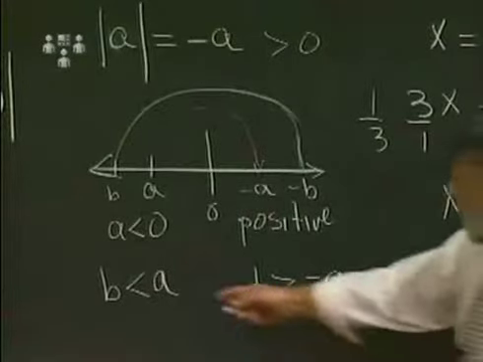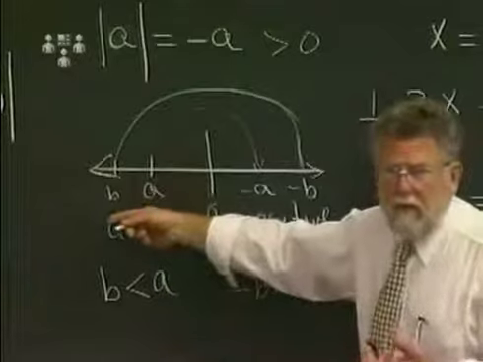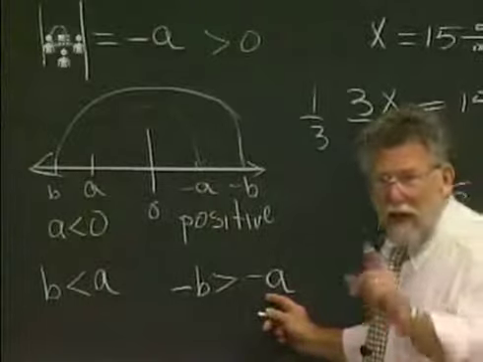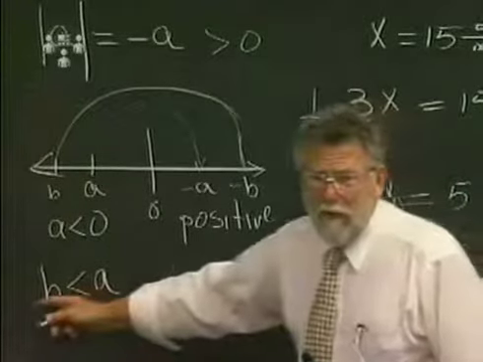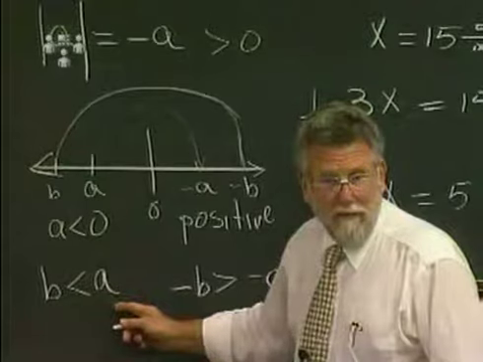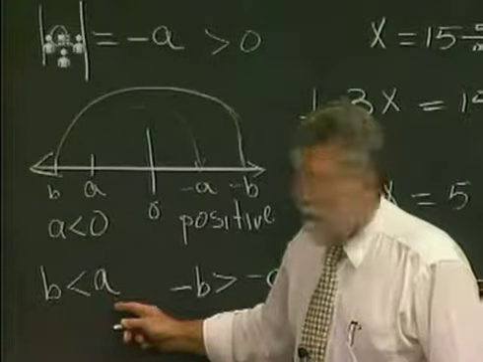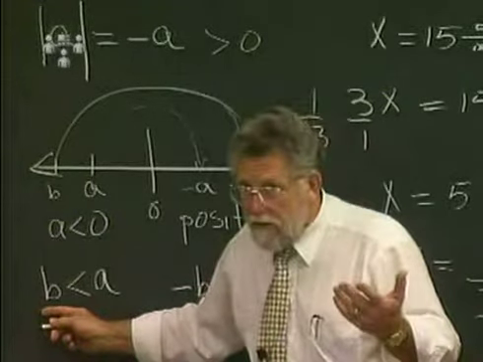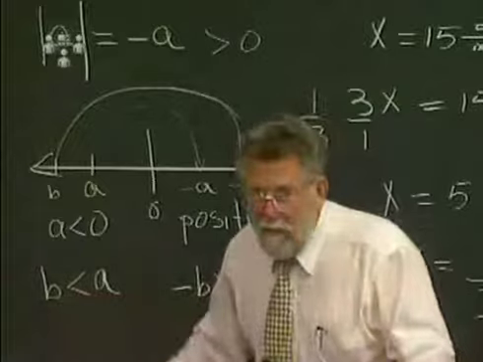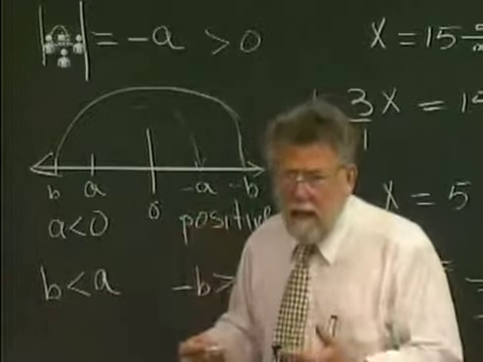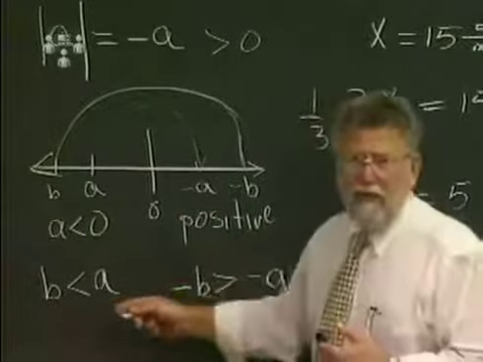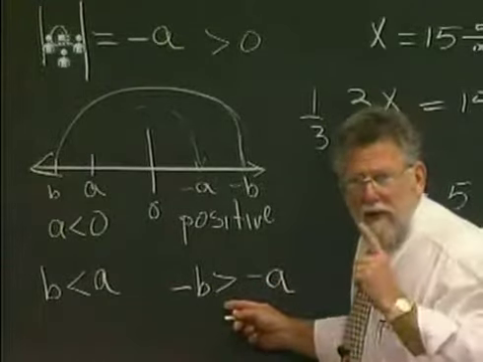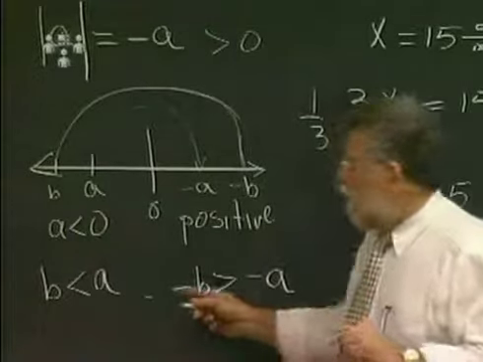Now we said if B was less than A, and you took minus B, it would be to the right of minus A. This is like, Dion, multiplying both sides here by negative 1. If you had negative 1 times B, you'd have negative B, correct? Negative 1 times B is negative B. Negative 1 times A is negative A. But what happened to the inequality? It reversed.